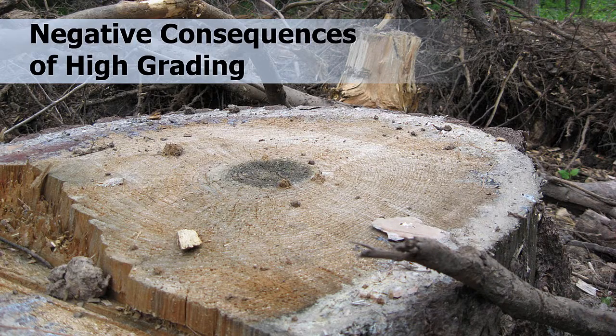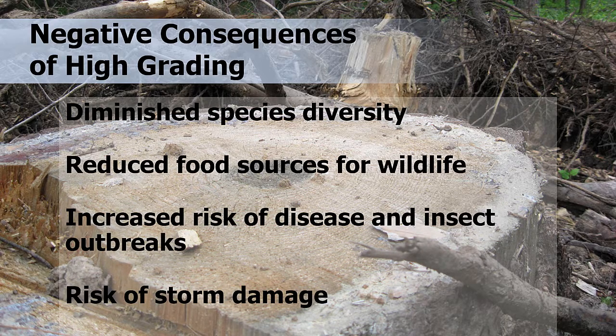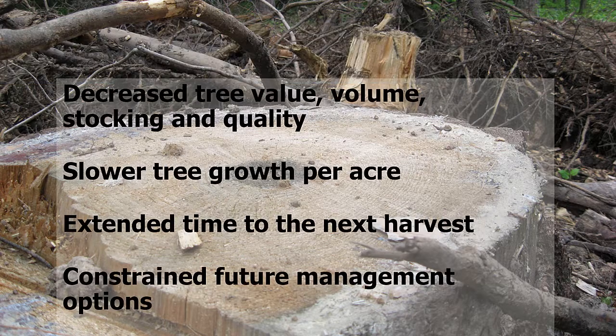The negative consequences of high grading are numerous. All of them reduce current and future options for managing a forest sustainably. It may take many years to overcome. The consequences include diminished species diversity, reduced food sources for wildlife, increased risk of disease and insect outbreaks, and risks of storm damage. Decreased tree value, volume, stocking, and quality, slower tree growth per acre, an extended time to the next harvest of equal volume, and constrained future management options.